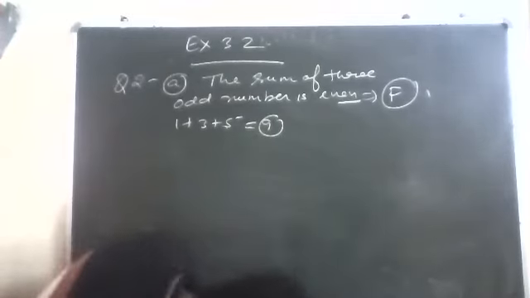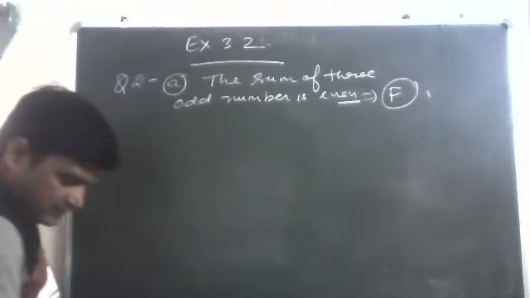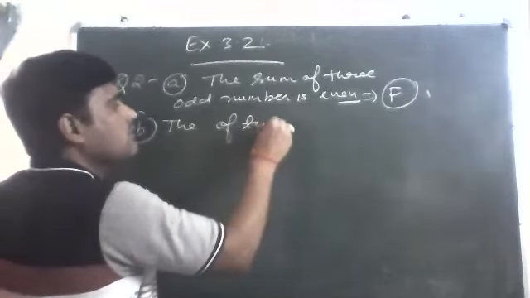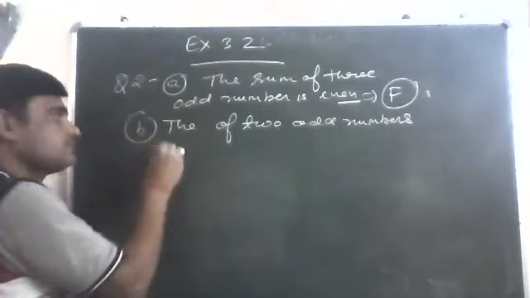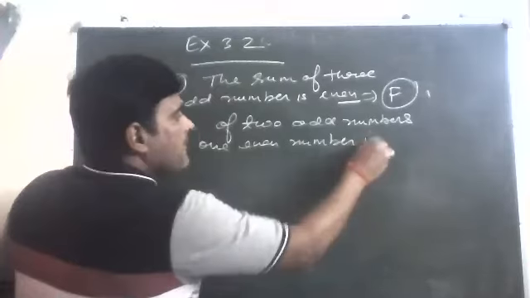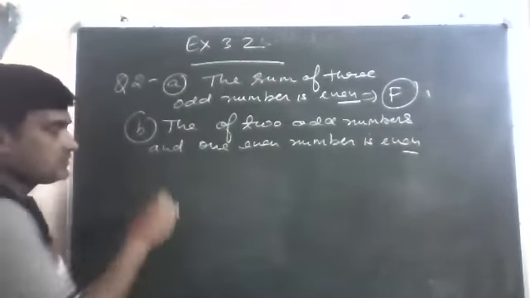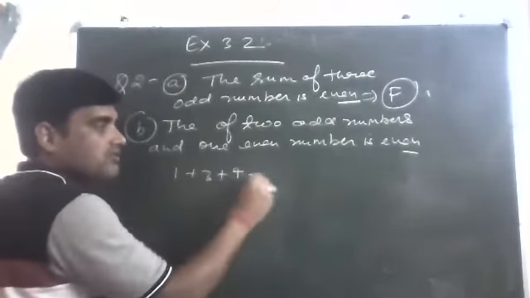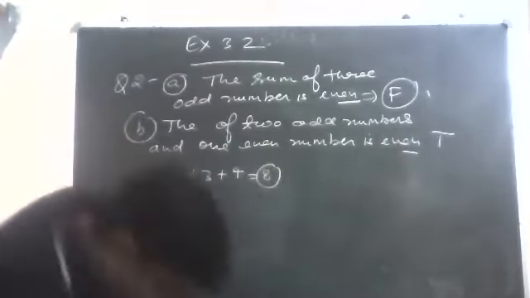Okay. Now B, the sum of 2 odd numbers and 1 even number is even. Here you see that we take 2 odd numbers, 1 and 3, and 1 even number. 3 plus 1, 4, 4 plus 4, 8. We get an even number, therefore the statement is true.